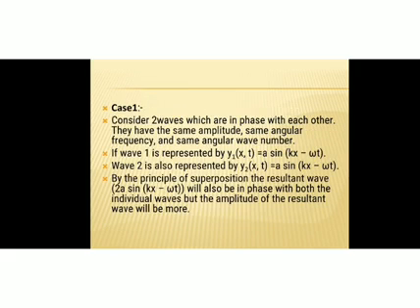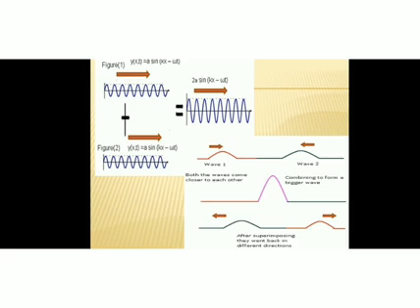So we can consider different cases. Consider two waves which are in phase with each other. In phase means their starting point, their ending point, everything is the same. And they have the same amplitude, same angular frequency, same angular wave number. Okay, so consider this figure. Here you can see two waves. This is the first wave and this is the second wave.